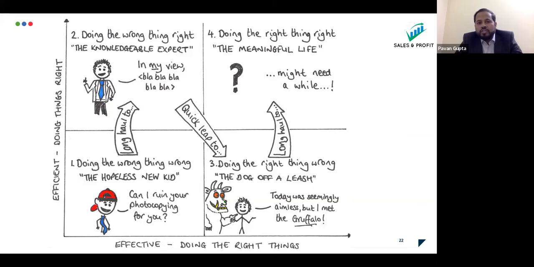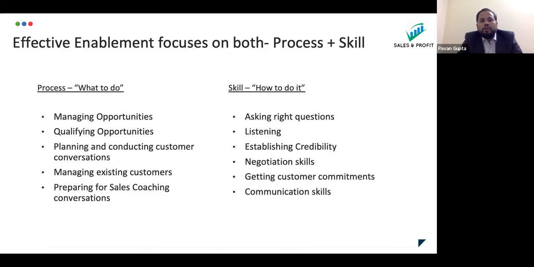Unless we coach these guys differently as a leader, these people are not going to come back into quadrant 4. There's a logical movement of all of them towards quadrant 4. And coaching is about that specific one-to-one focused conversation. And that's where the fourth quadrant also does not tell you the entire story. Let me take you through a small piece of information about what an effective enablement should do. An effective enablement should address both a process and a skill.